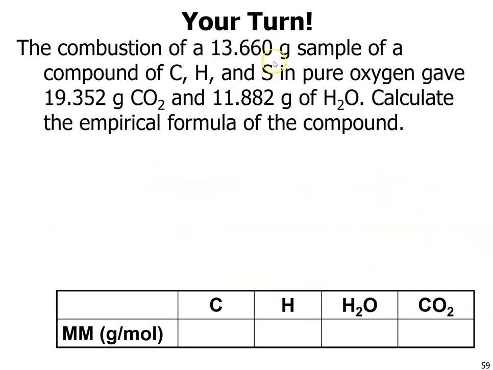Okay, it's your turn to follow those same steps. We're going to combust 13 grams of a sample, generate 19 grams of CO2 and 11 grams of water, and you'll just follow those same processes and steps. You might have to go back and look at those. You're also going to have to determine yourself the atomic weight of carbon and hydrogen, and the molecular weight, sometimes referred to as molecular mass, for water and carbon dioxide.